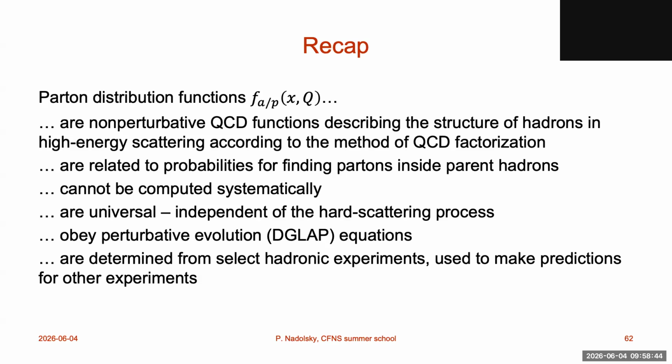But they are universal, meaning they are independent from the hard scattering process, and they obey perturbative DGLAP equations. Therefore, what you can do is go through this procedure of the global analysis. I outlined some of its steps: you can measure these PDFs with uncertainties in a few select experiments and compare them against other experiments or apply them to make new predictions. Okay, and tomorrow we'll discuss how this big picture evolves as we move towards the EIC physics.